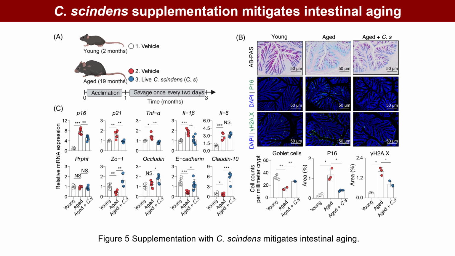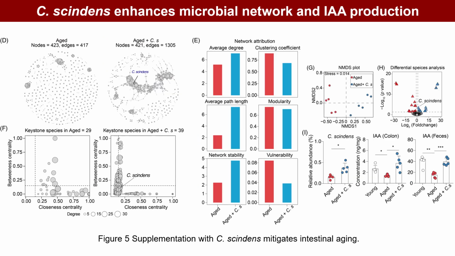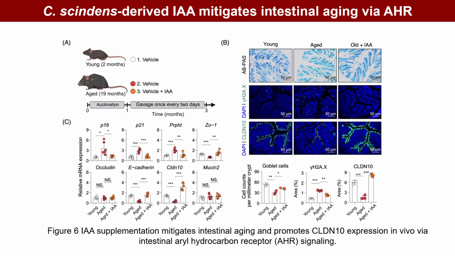In this case, supplementation of Clostridium scindens significantly downregulated the levels of cell senescence, DNA damage, and pro-inflammatory cytokine markers, and restored intestinal barrier-associated genes, especially Claudin-10, in colon tissues of aged mice. It is worth noting that Clostridium scindens supplementation markedly enhanced the microbial network connectivity and IAA production of colon tissue. Since IAA may mediate these effects, aged mice were further treated with IAA. IAA supplementation similarly reduced senescence and DNA damage markers and restored key intestinal barrier genes, especially Claudin-10.